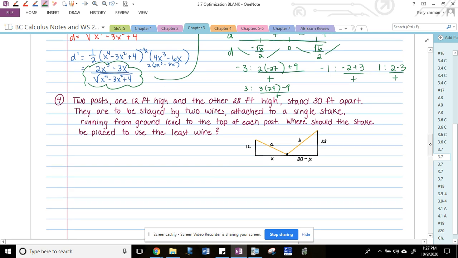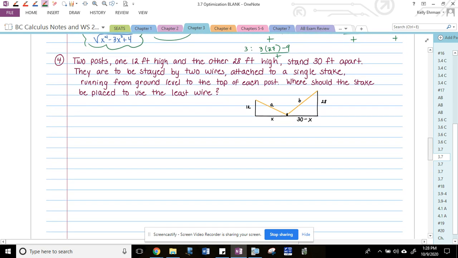And finally, our last problem here. 2 posts, one is 12 feet high and the other is 28 feet high, stand 30 feet apart. This entire distance was 30, so that's why it was broken up into x and 30 minus x. And you could switch. You could make this side 30 minus x and this x. They are to be stayed by 2 wires attached to a single stake, running from ground level to the top of each post. Where should the stake be placed to use the least wire? The wire is the orange section.